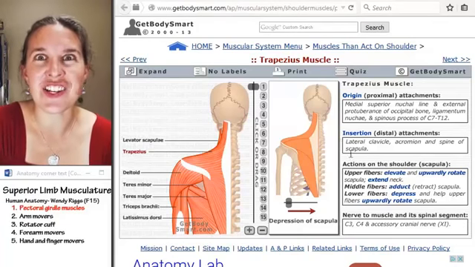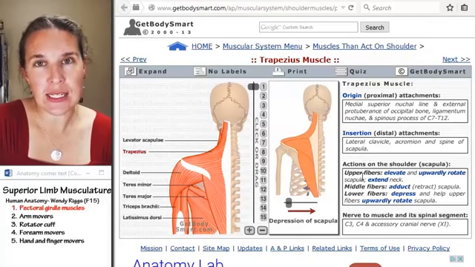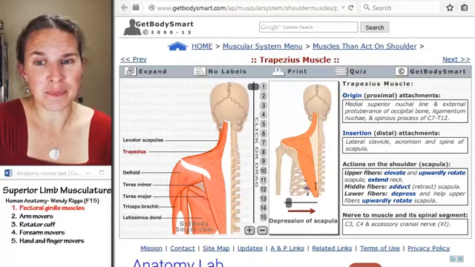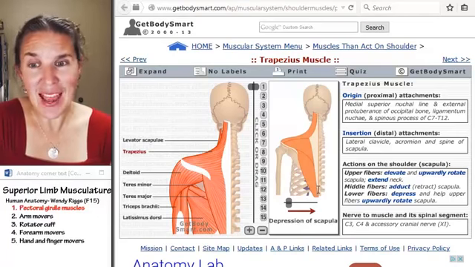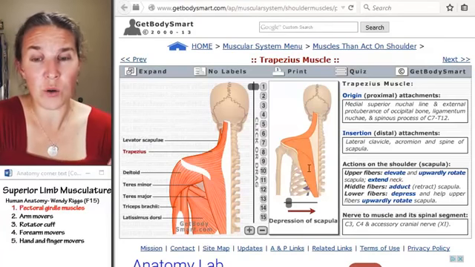Now, the action of trapezius. Here, like, take a deep breath. This is an example of a muscle that actually has 3 main parts, and they have 3 different names, and they have 3 different actions because of the fiber directions. Okay, we're cool with that.